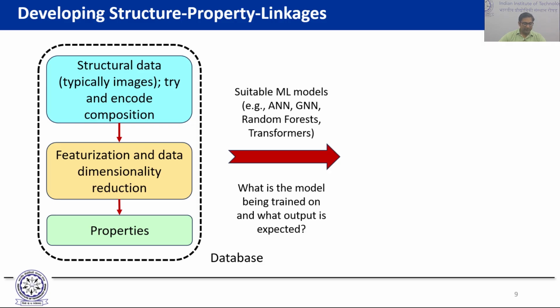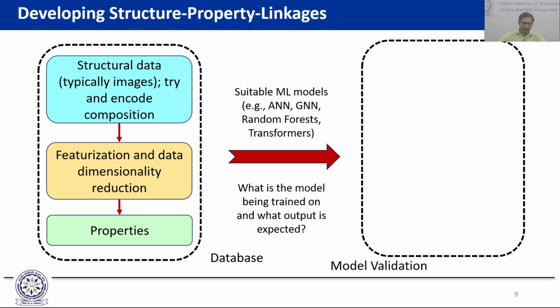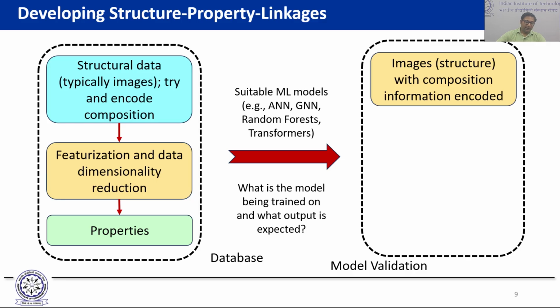And once you have this data set, you will again use different types of machine learning models, and then you will be training your model. Now, the next question you want to ask is, what is this model being trained on? It's being trained on the data set that you have curated, and then what output is expected. So whatever property you want to predict, that is the output expectation. As earlier, once you train your model, you will need to validate it, and again you want to work with a fresh data set when you are doing the validation of the model.